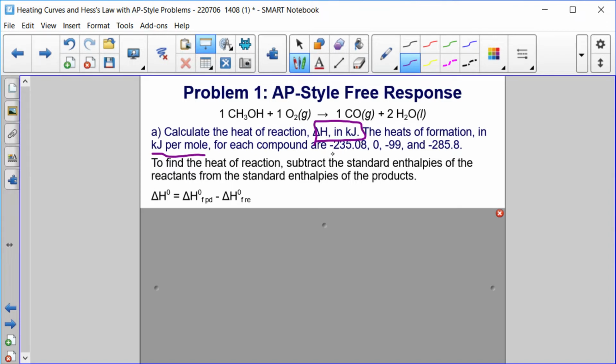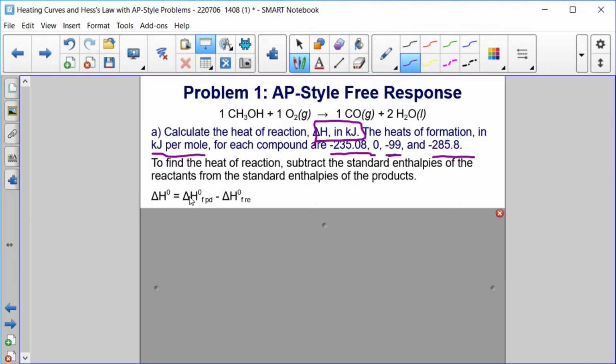So CH3OH is minus 235.08. Oxygen is 0, of course. CO as a gas is minus 99, and water liquid is minus 285.8. So to find the heat of reaction, subtract the standard enthalpies of the reactants from the standard enthalpies, or the heats of formation, of the products.